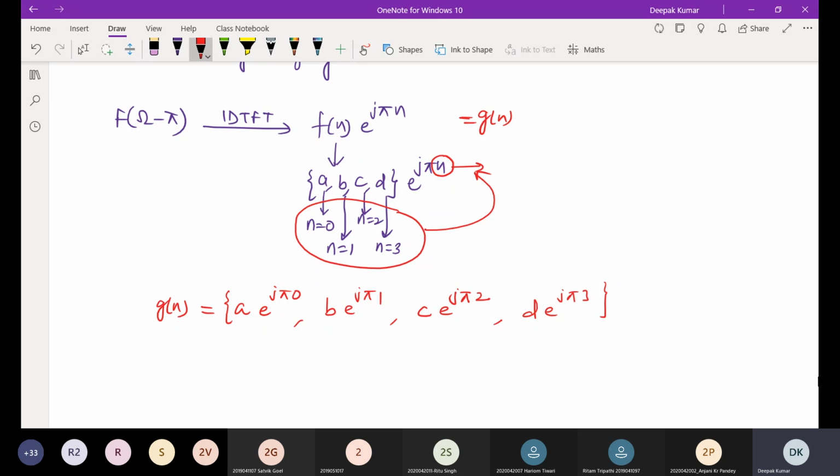And this value e to the power j pi 0 will be 1, it will remain as it is. This value e to the power j pi will be minus 1, so it will become minus 3. Again, e to the power j 2 pi, the value is c, this phasor value is 1, and e to the power j 3 pi, this value is minus 1. So it will become minus d.